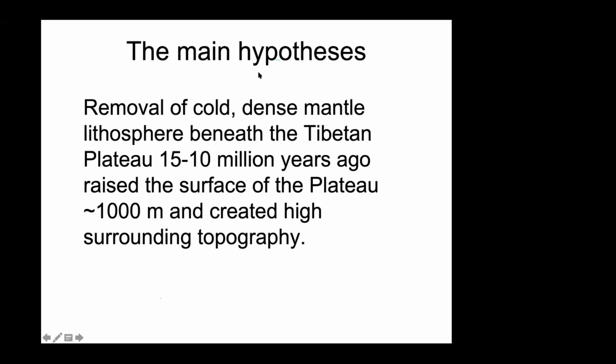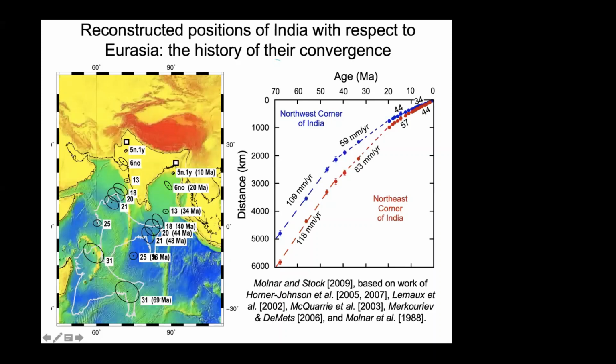The main hypothesis, in fact, I've misspelled this, that I'm going to offer you and offer tests, and you may decide whether you accept, is that removal of cold, dense mantle lithosphere beneath the Tibetan Plateau, 15 to 10 million years ago, raised the surface of the plateau 1,000 meters approximately, and created high surrounding topography. That's the hypothesis. And we know a lot about the evolution of this area, so let's start with some background.